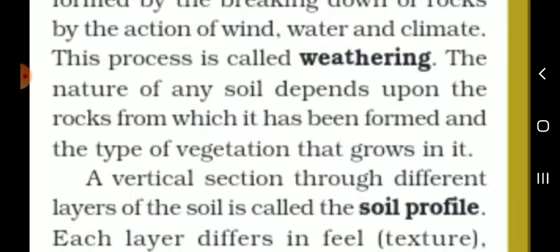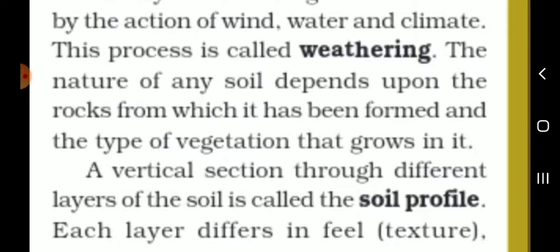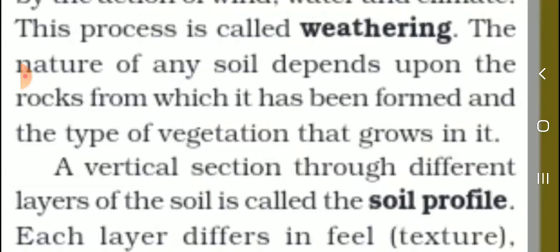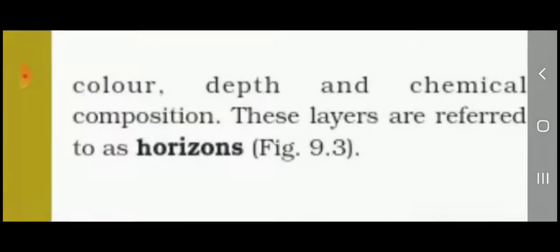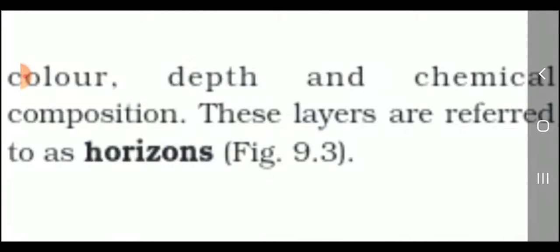The vertical section through different layers of soil is called the soil profile. That is a soil profile. Okay, next. The layers differ in color, depth and chemical composition. These layers are referred to as horizons. What is meant by horizons? The layers are referred to as horizons based on color, depth and chemical composition.